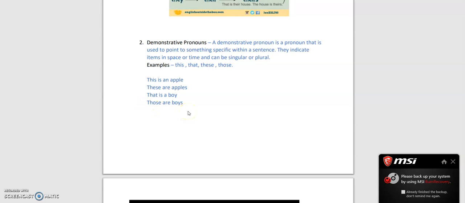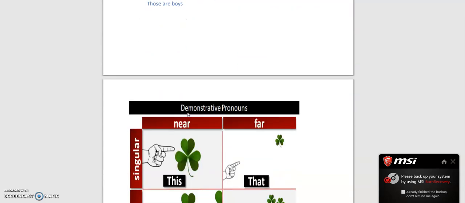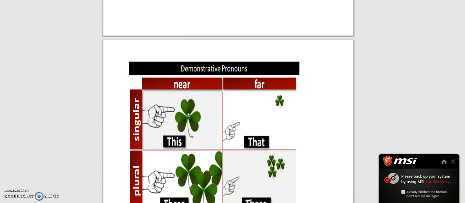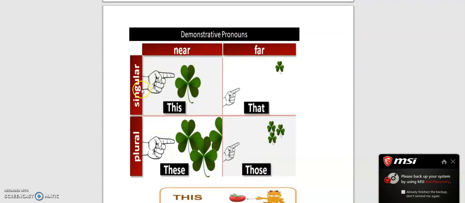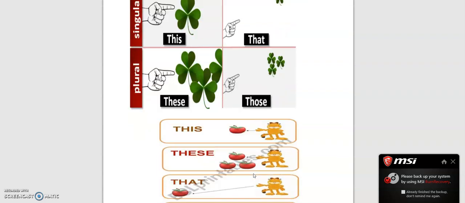Now you must remember that these demonstrative pronouns are used differently with regard to whether the noun is singular or plural, whether the noun is near to you or far from you. So when the noun is singular and near to us, we use this. When the noun is singular and far, we use that. When the nouns are plural and near, we use these. When the nouns are plural and far, we use those. I hope this table is helpful to understand what I have explained.